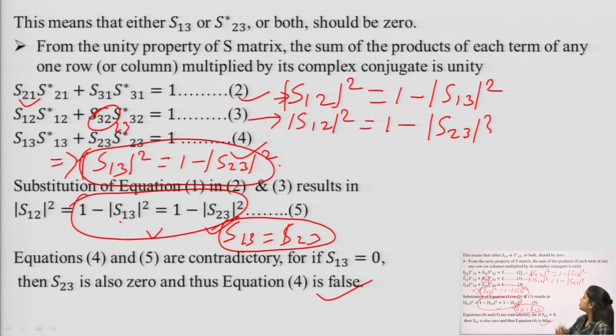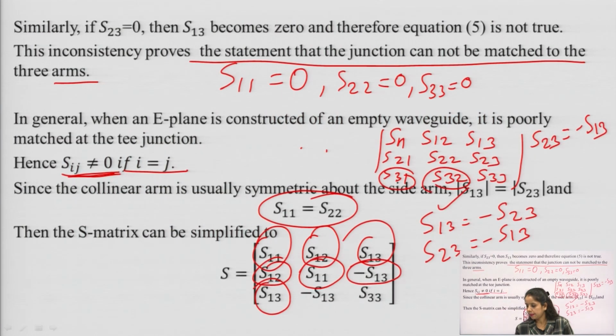And now the third one is the unitary property. From here we come to the conclusion that it can't be possible for all the 3 ports of an E plane T to be matched. So after that conclusion, we obtain the matrix of an E plane T.